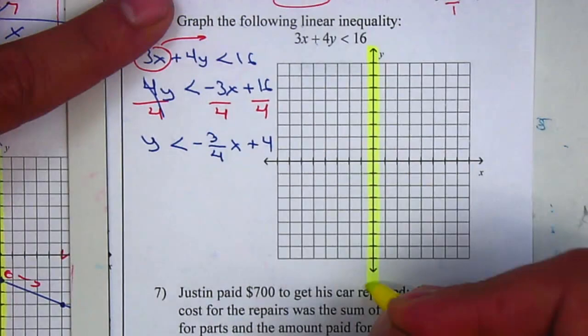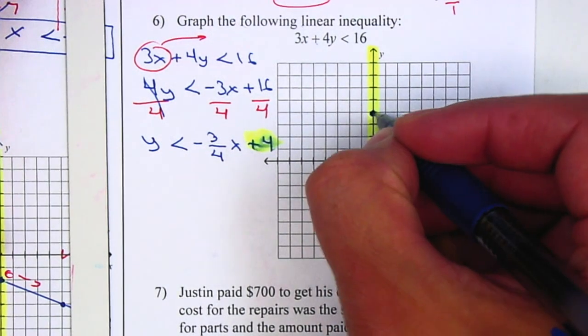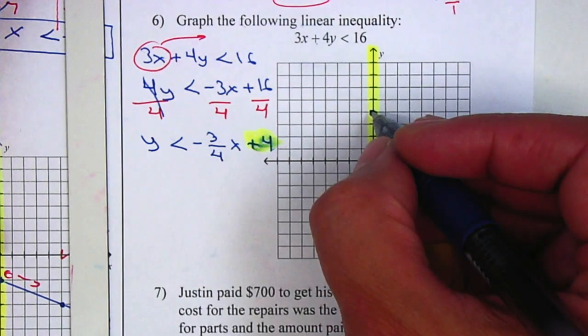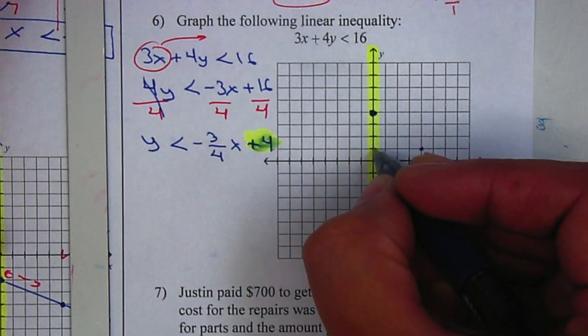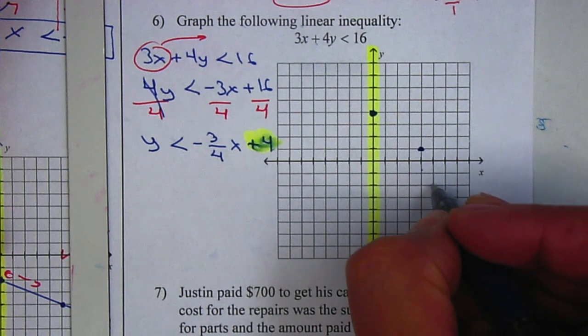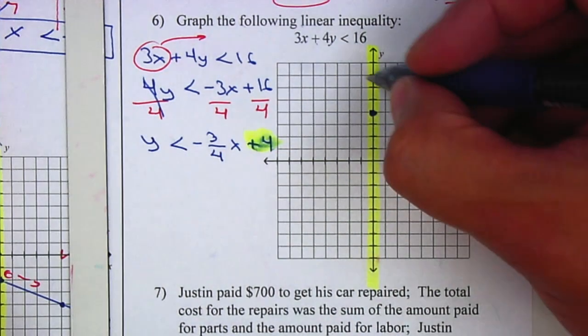My y-intercept is 4, that's where the line crosses the y-axis at 4. My slope is negative, I'm going to go down 3 to the right 4. 1, 2, 3, 1, 2, 3, 4. And I can do it once again. 1, 2, 3, 1, 2, 3, 4. Or the opposite, up and to the left.